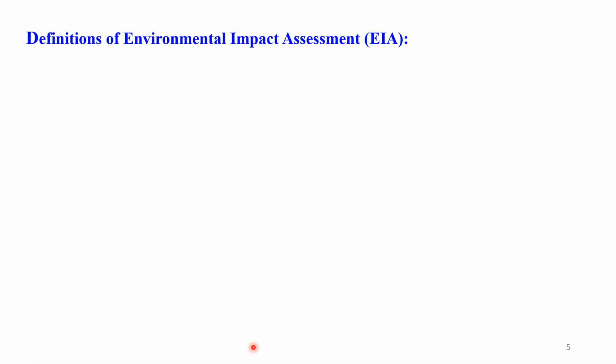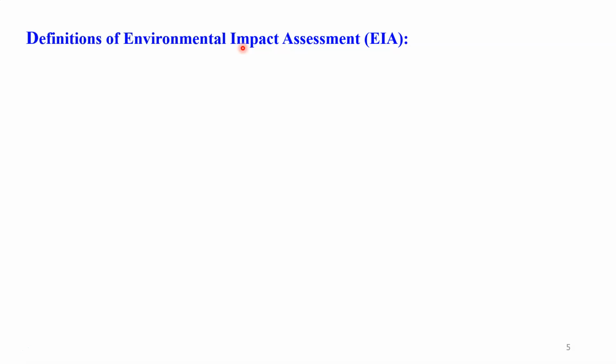If you see the meaning of the words environmental impact assessment, it's a very simple meaning. Environmental means related to the environment. Impacts mean when you start any project. I will just mention a few names. It may be the construction of a dam, of a mine, of a bridge, or maybe a thermal power project.